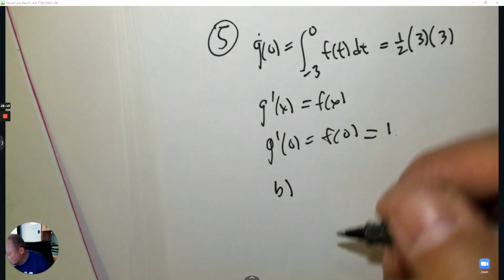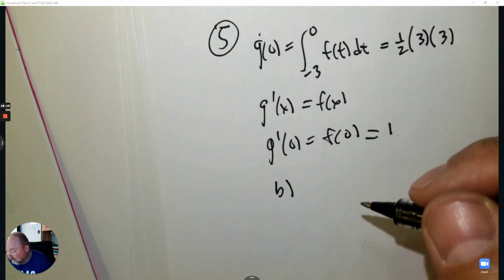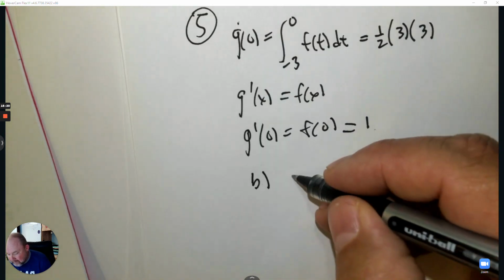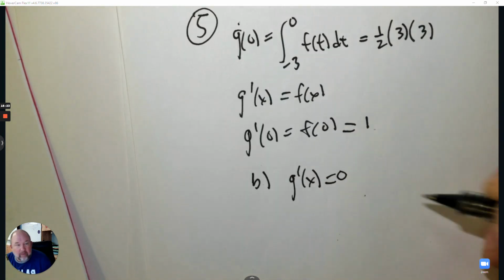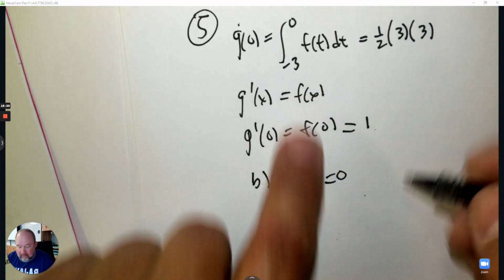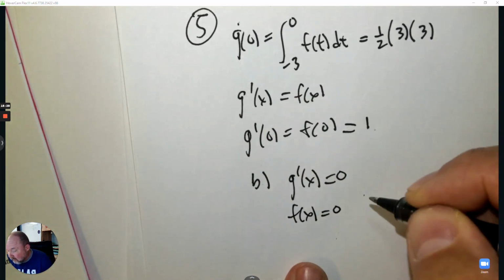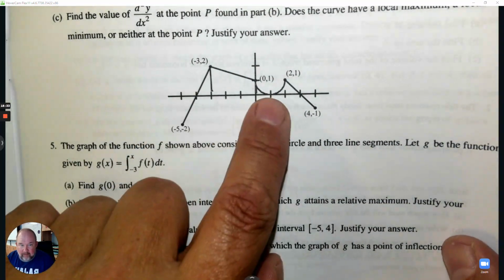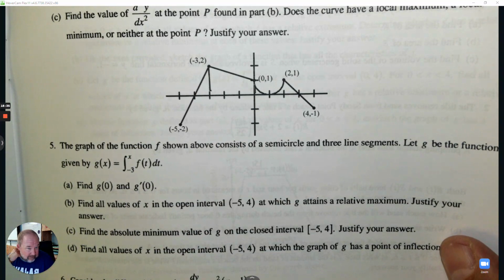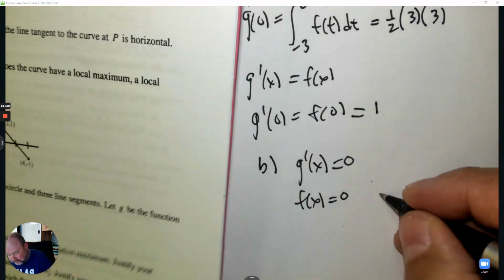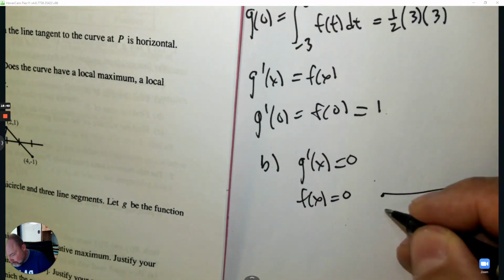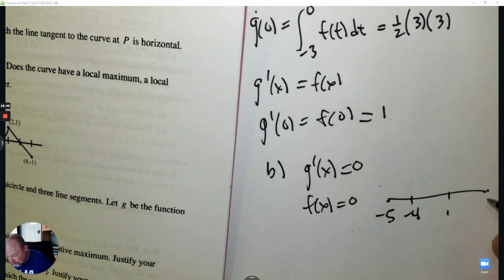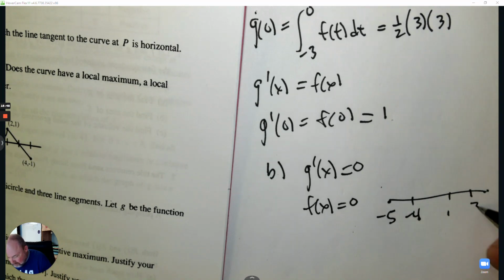Part B, find all the values of x where g retains a relative maximum. So first, I need to know where the derivative is equal to 0. That's when f at x is equal to 0. So if I look off the graph, what are the x-intercepts? So at negative 4, at 1, and at 3.